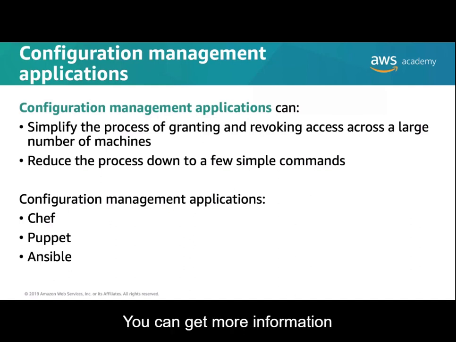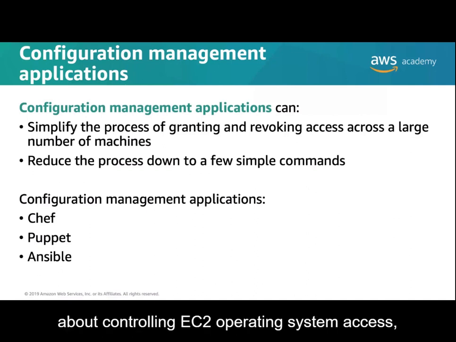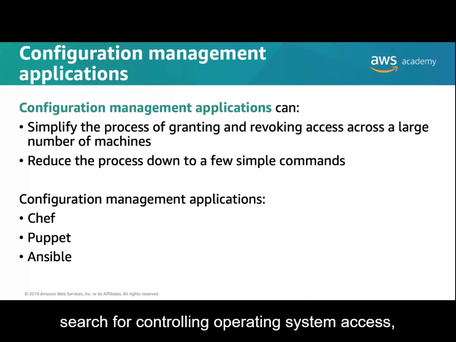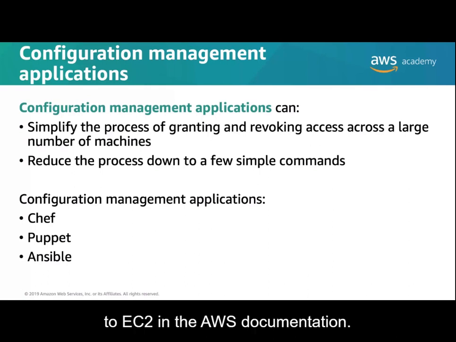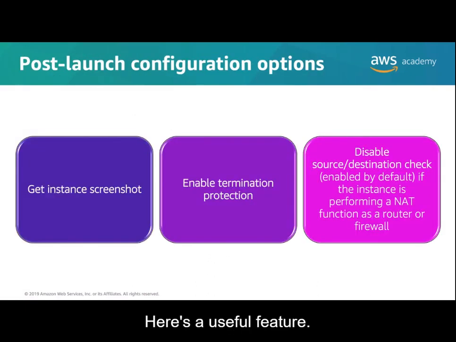You can get more information about manually joining a Linux instance to a Microsoft Active Directory by searching for Join Linux Instances in the AWS documentation. And if you need more information about controlling EC2 operating system access, search for Controlling Operating System Access to EC2 in the AWS documentation.